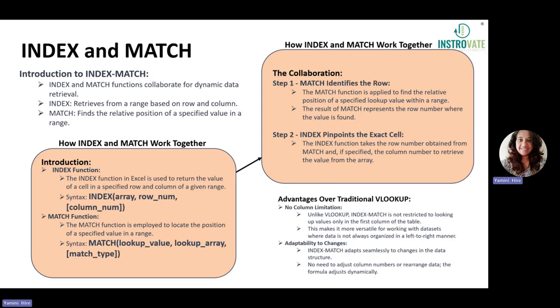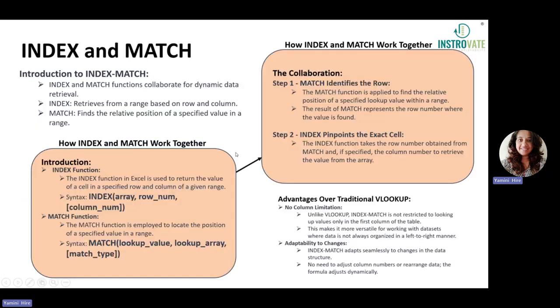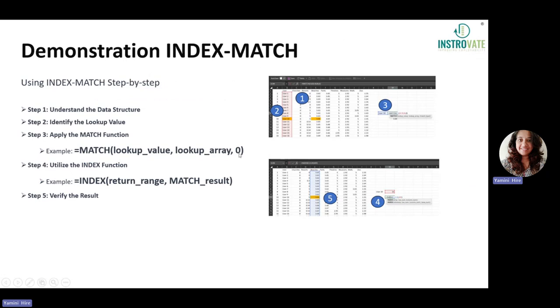So what we do is take any value and match it, taking that value as the lookup value, and set the lookup area. There are three match types: 0 means exact match, 1 is greater than, and -1 is less than. Based on the match type you can find the result. Similarly, for INDEX, we need to return the range. So we'll first select the range and the MATCH result. Whatever result you want to match, you can pass it there, and verify the result. So let's try.